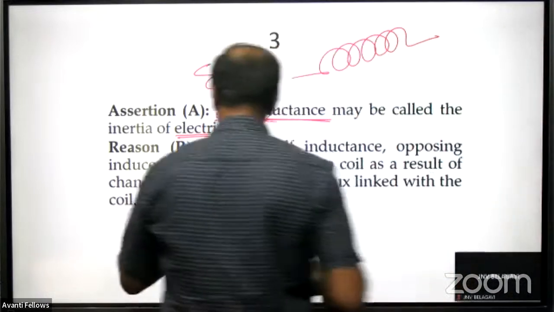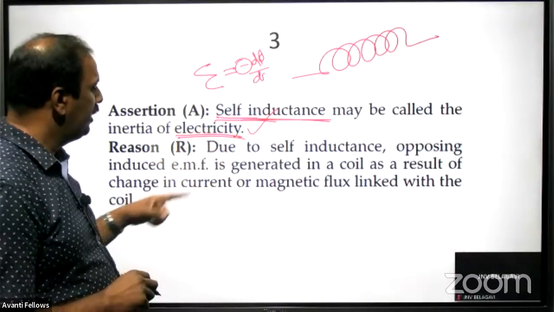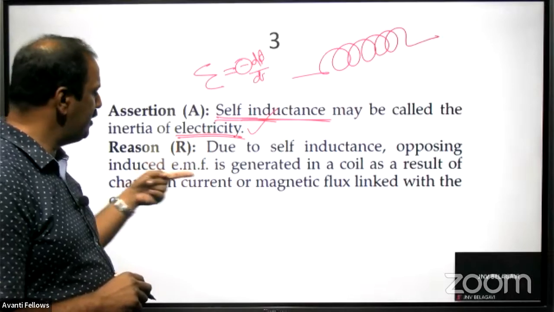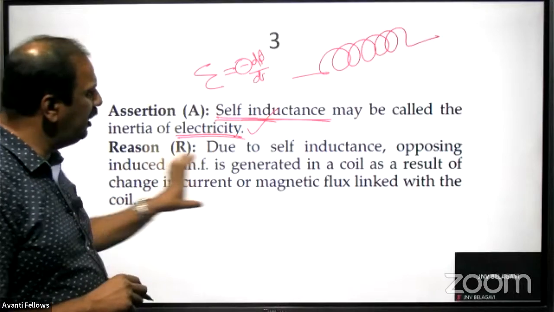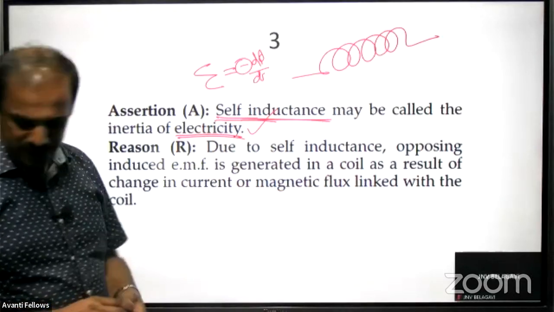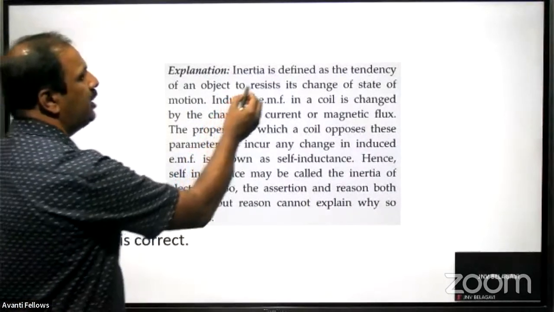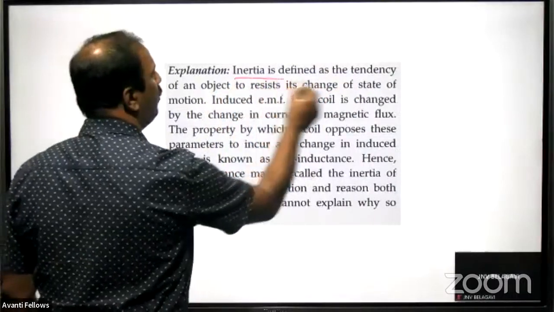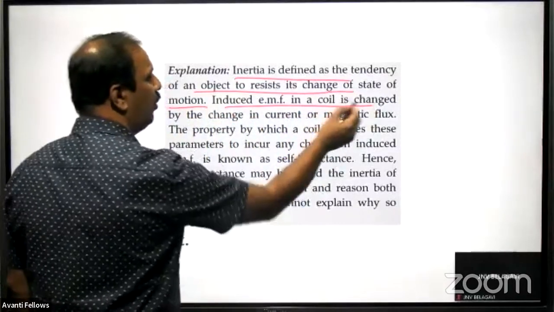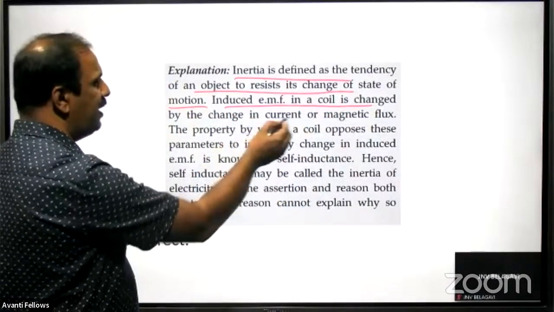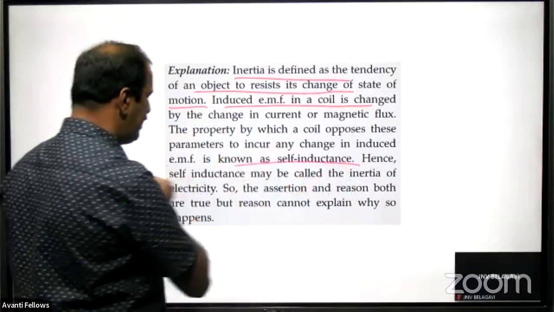Once more you read it. Due to the self-inductance, an opposing induced EMF is generated in a coil as a result of change in current. So this statement is correct, but you see the explanation here. Inertia is defined as the tendency of an object to resist the change of state in motion. The induced EMF of the coil is changed by the change in current. Same thing we discussed. The property, all those things are okay. Up to here everything is the same as what we discussed.